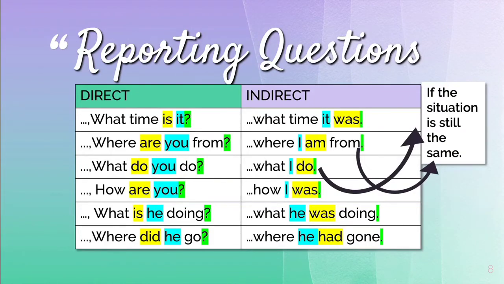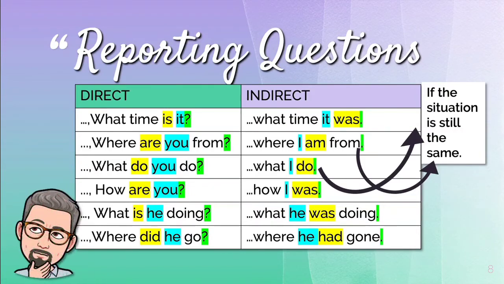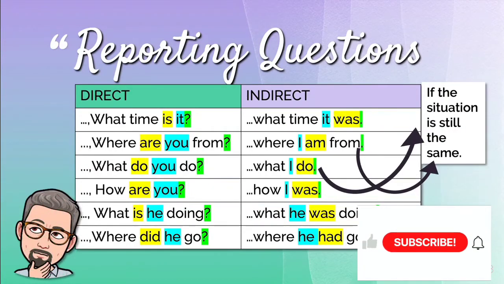The question was in the past simple. So in the indirect question it would be one tense back. So it would be in the past perfect. So, where he had gone. Is that clear? I hope so.